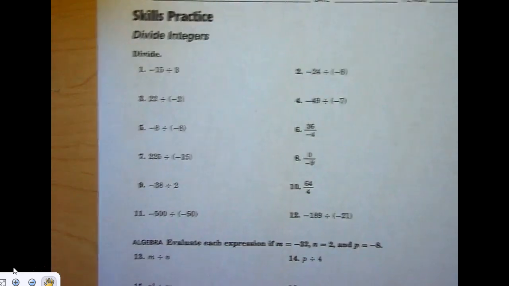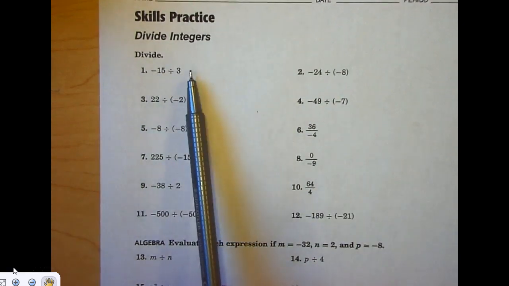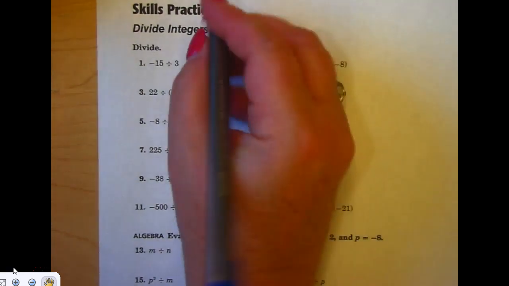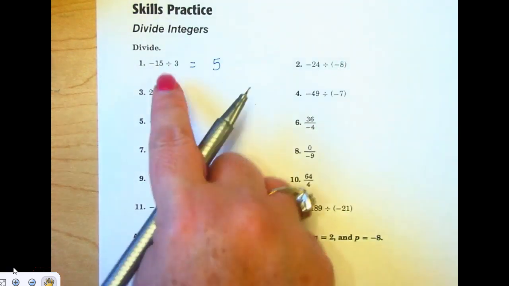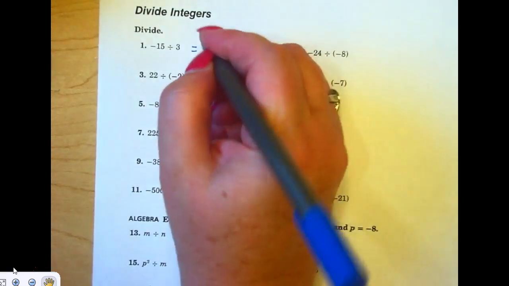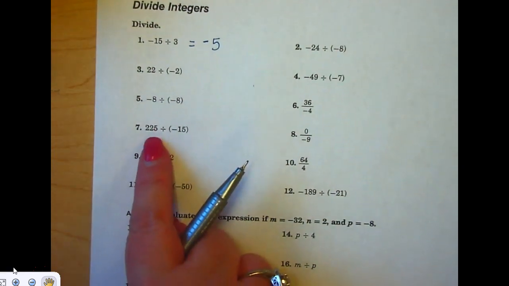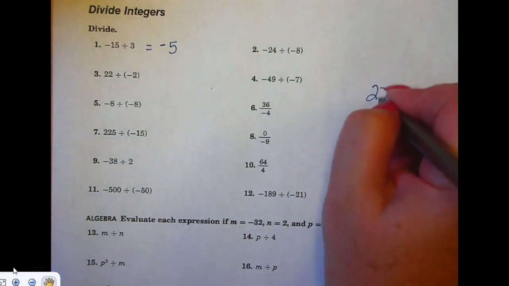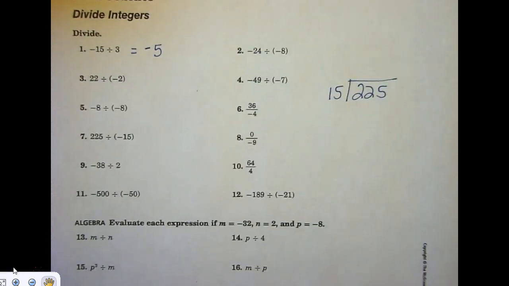Let's look at the divide integers page. This number is what you're dividing by that number. Negative 15 divided by 3. What's 15 divided by 3? 5. And a negative divided by a positive is a negative. Okay? There are going to be some of them that you may have to do long division like this one. So you may have to do 225 divided by 15. There's not a lot.